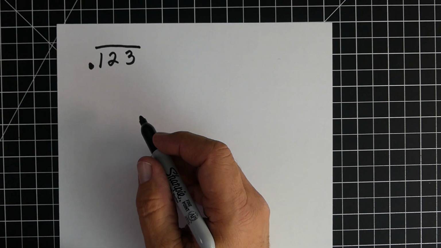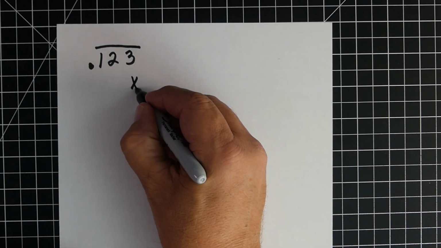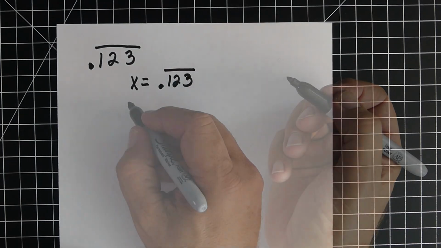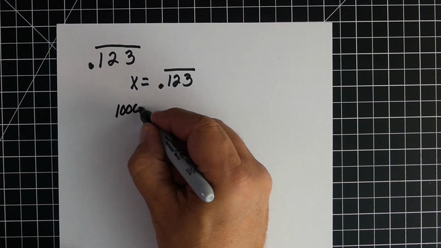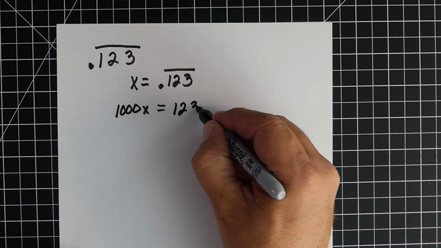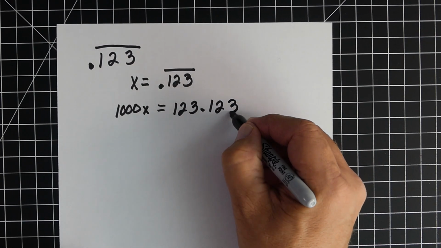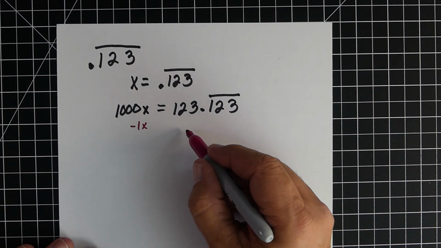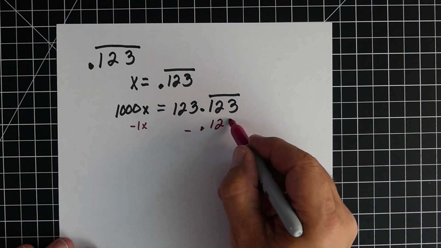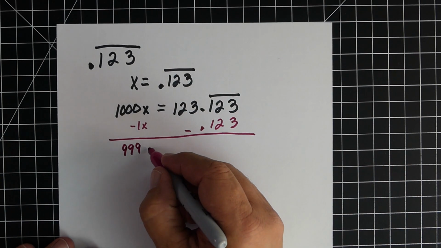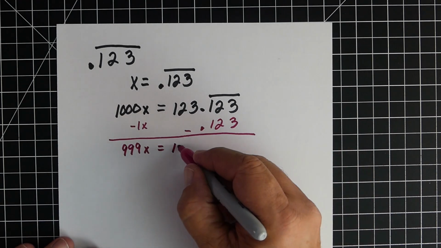Example 3. In this example, we have 3 digits that are repeating, in this case 1, 2, and 3. Just like before, we're going to assign it the value of x. So x equals 0.123 repeating. We're going to multiply both sides by 1,000. So we have 1,000x on the left side, and on the right side, 123.123 repeating. I'm taking away 1x from both sides. So on the left side, we're left with 999x. On the right side, I'm left with 123.